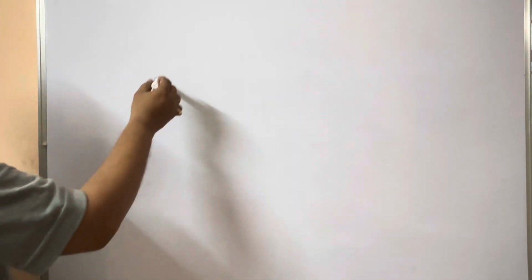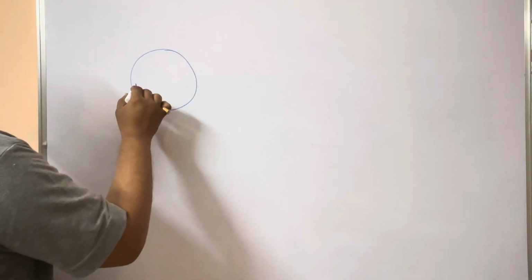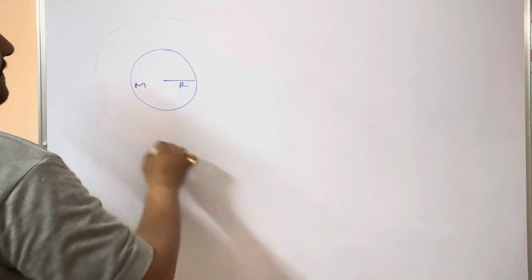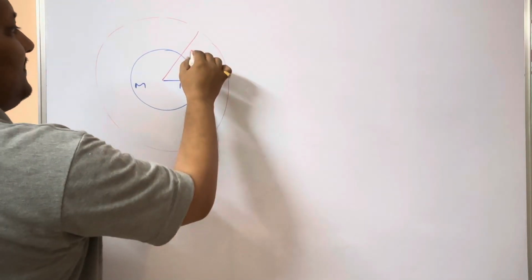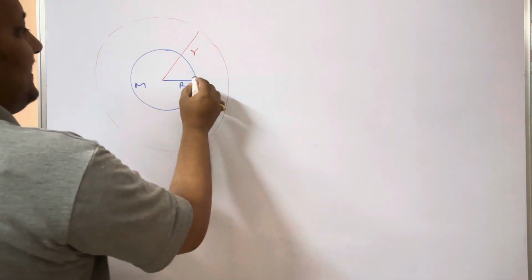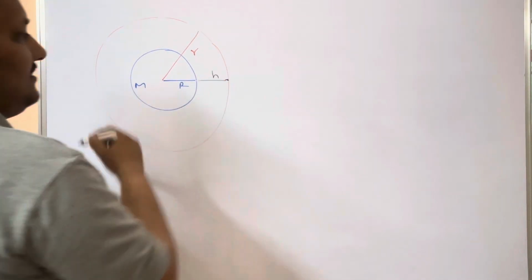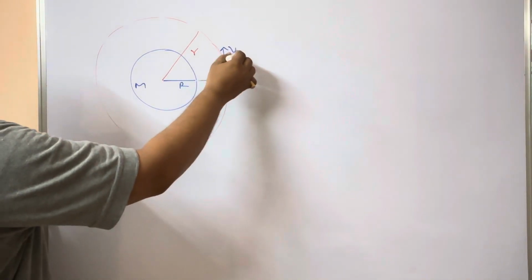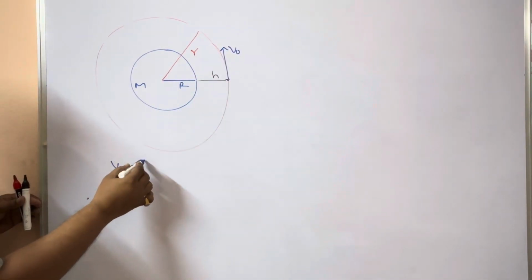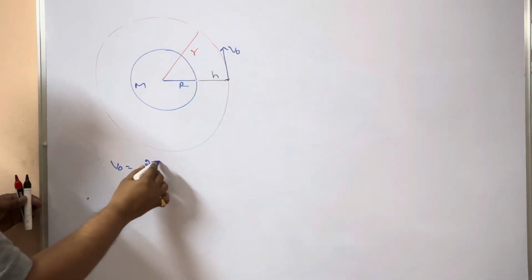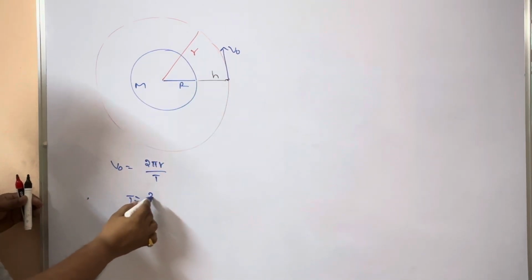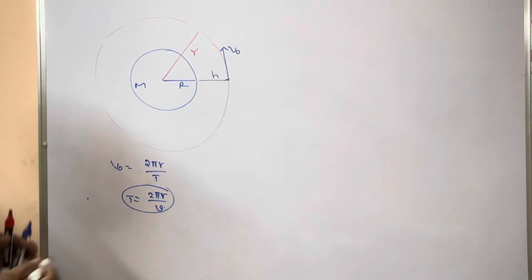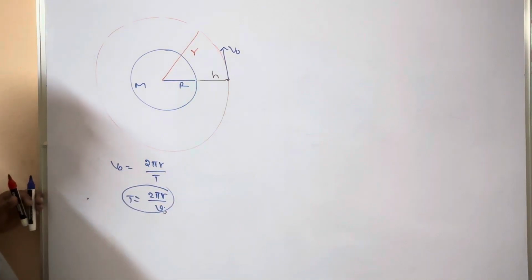Next, what is the time period of this revolving satellite? Take the mass of the planet, the radius of the planet, and a satellite revolving in a particular orbit of radius r. From the surface, it is at a height small h. So what does the time period mean? If it is moving with orbital velocity, it is distance by time. What is the distance? 2 pi r by T. So you should remember, time period is 2 pi r by v, where this v is nothing but the orbital velocity.